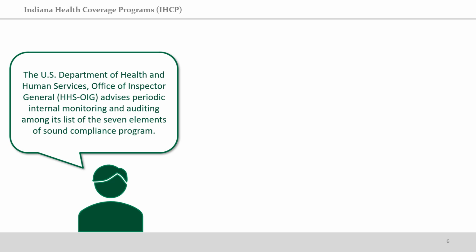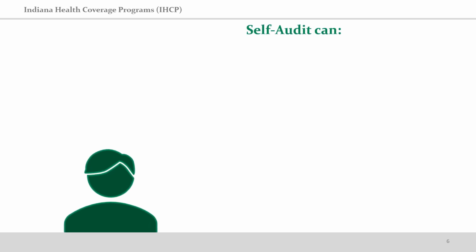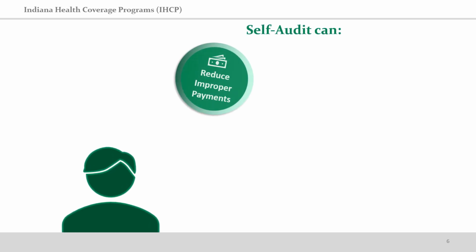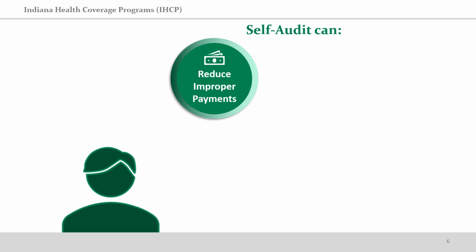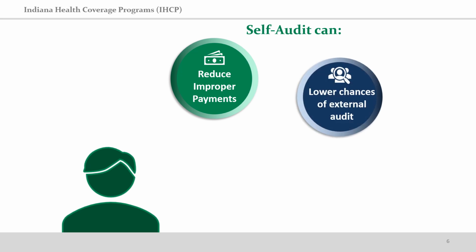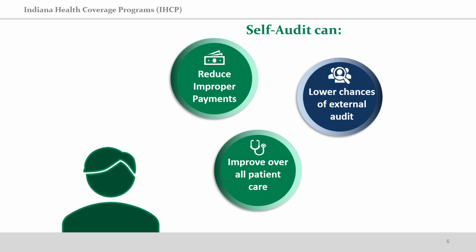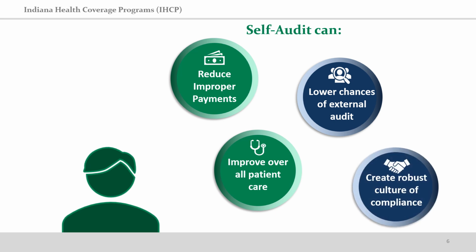The guidance from the OIG emphasizes a step-by-step approach to follow in developing and implementing a voluntary compliance program or plan. A sound self-audit compliance plan can reduce improper payments, including overpayments and underpayments, lower the chances of an external audit by proactively identifying any issues with claim submission or documentation problems, and improve overall patient care by identifying and addressing gaps in service delivery and clinical processes. And lastly, it can ensure that staff are well trained in compliance requirements and foster collaboration.